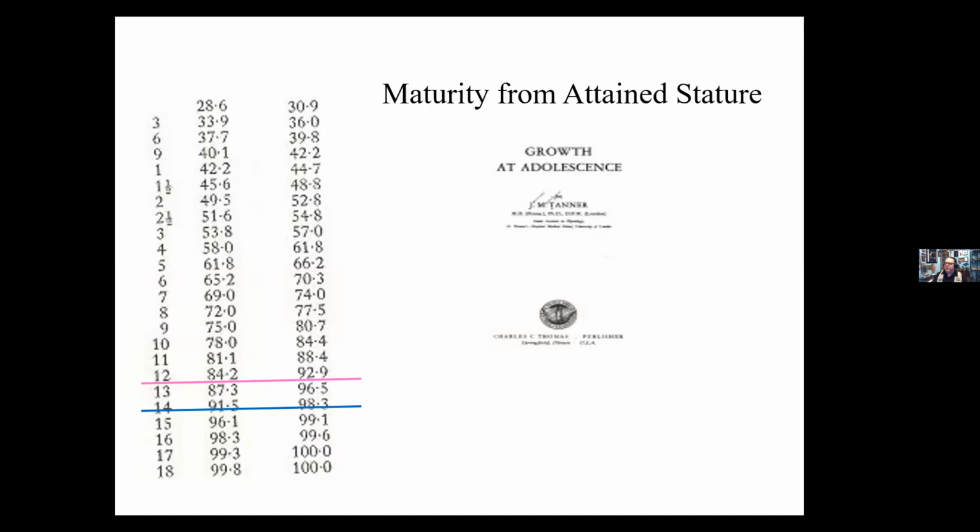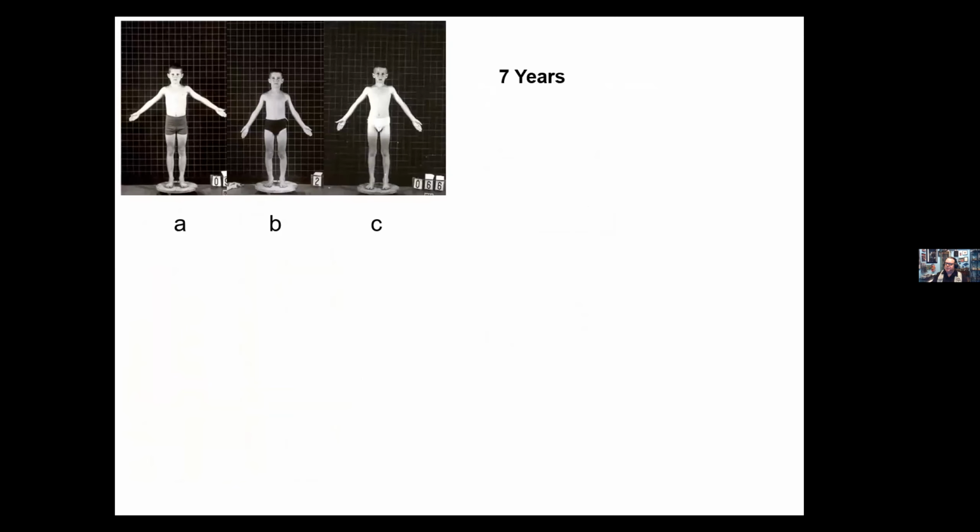The pink line is 12 years of age. This is where girls reach their peak height velocity, and you can see that they're roughly 93% of their adult height, whereas boys, who reach their peak 2 years later, are roughly about 92% of their adult height. So it is possible, when you look at the boys we just showed you previously, to see how far along they are in their maturational growth. Here we have the same data set that I just showed you. These are 7-year-old boys.